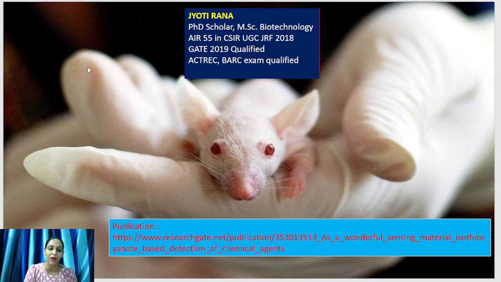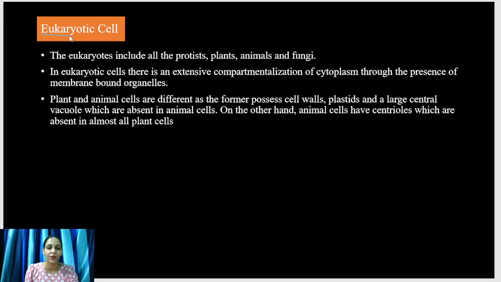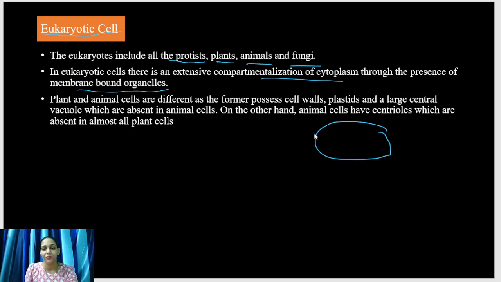Today we will learn about the structure of eukaryotic cell. So let's start. Eukaryotic cells. The eukaryotes include all the protists, plant, animals and fungi. In eukaryotic cells, there is an extensive compartmentalization of cytoplasm through the presence of membrane-bound organelles. What does it mean? It means a cytoplasm have different compartments.